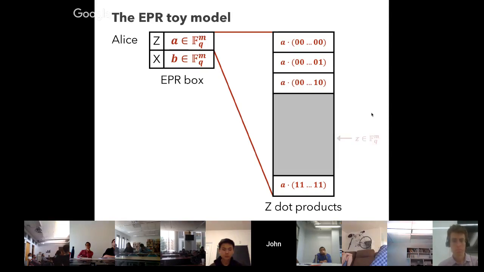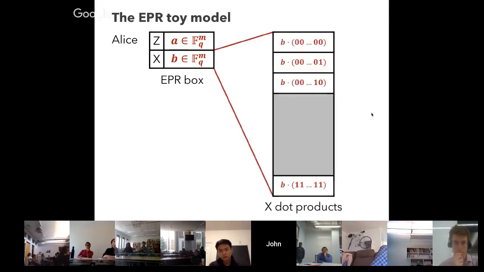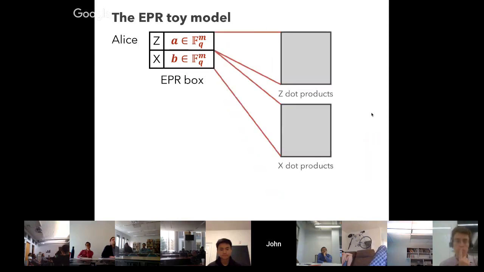So how does this work? Well, you just specify a Z that you want to read, and then you look in the corresponding cell of the table, and it will tell you the dot product of A and Z. That was the Z inner products, but of course we also have the X inner products. These have all the dot products for the string B, and so if you want to know what the dot product of X and B is, you just look in the corresponding cell. So we have two tables of dot products.